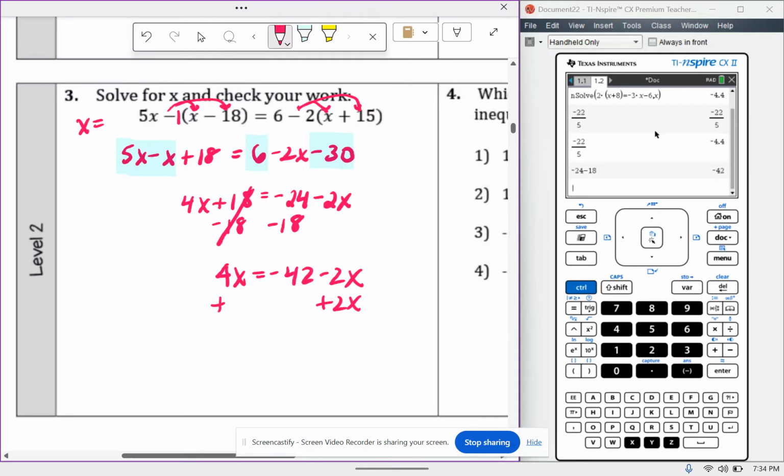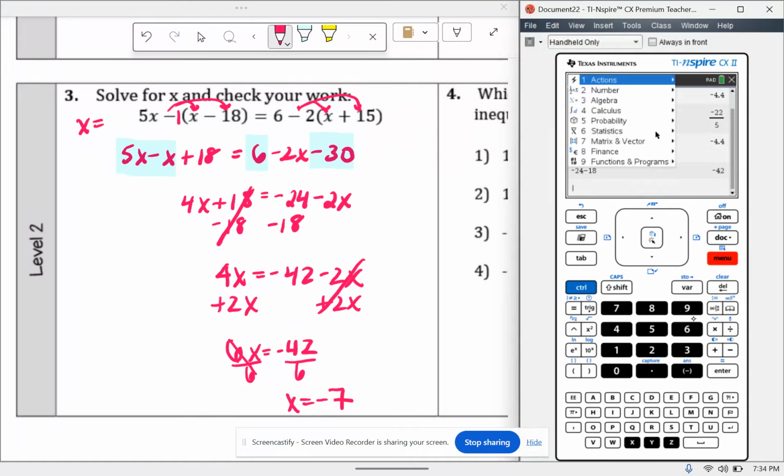I'm going to move that 2x over. I'm now going to divide both sides by 6, and I get x equals negative 7. Let's check that with NSolve. Menu 3, 1. Type it in the way you see it in the beginning.